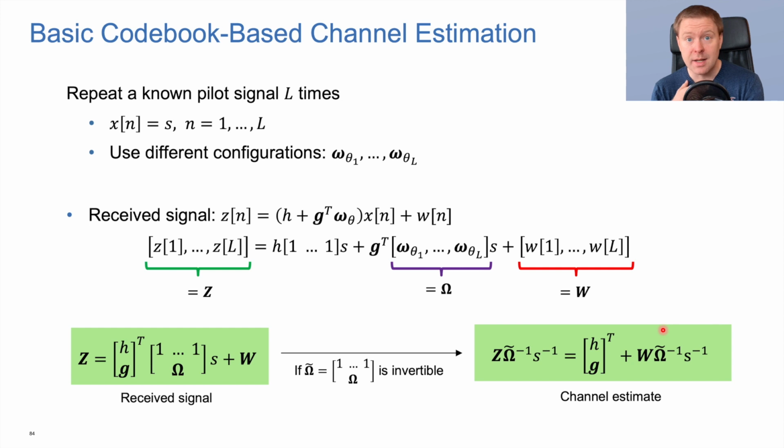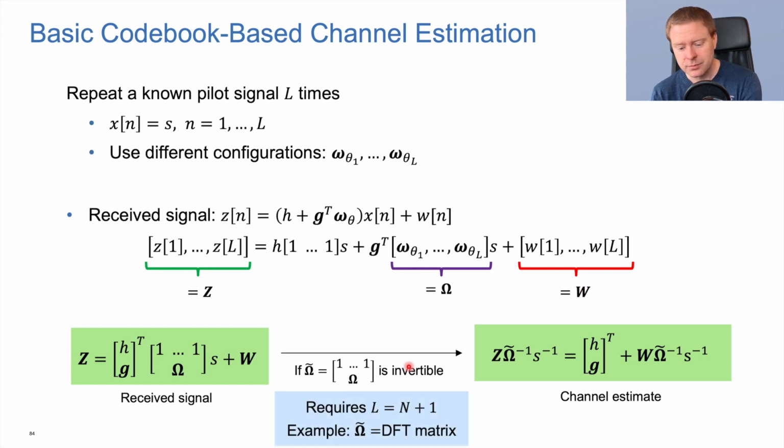And this is a channel estimate. Now I know the channel, up to some noise here. So if I just transmit the signal strong enough, this term here becomes small and I get a good estimate. The problem with this entire thing is that I need this matrix to be invertible. And since this is a vector of length n plus 1, I need this matrix to be n plus 1 times n plus 1 in order to make it invertible.